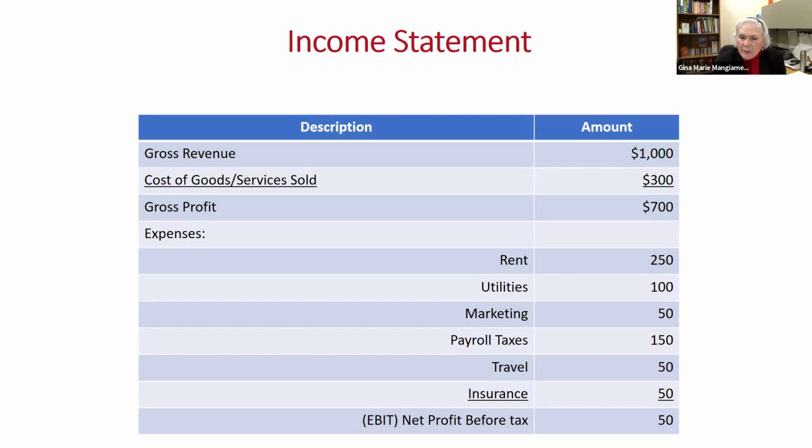I still have to pay my utilities. I still have marketing expense through Facebook or something I have to pay. I have one employee and I need to pay those payroll taxes. I journeyed off to a customer and I had some travel expense with that. And I have business insurance that I had to pay for. So these expenses had to come out of my gross profit.